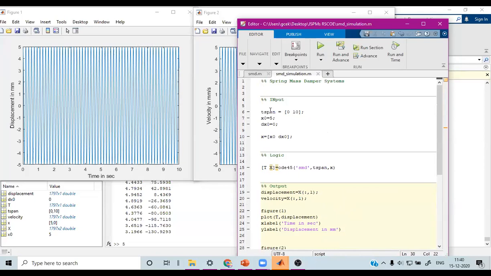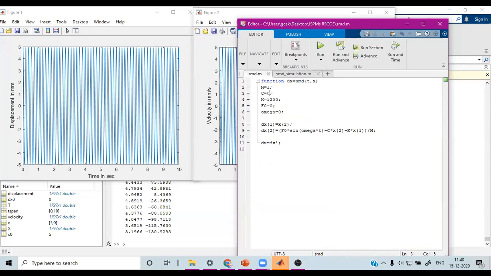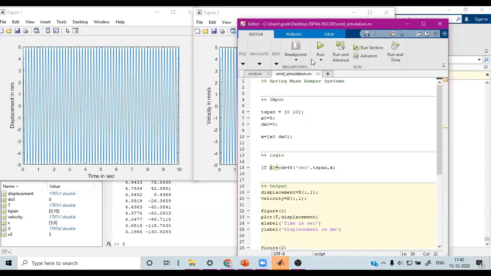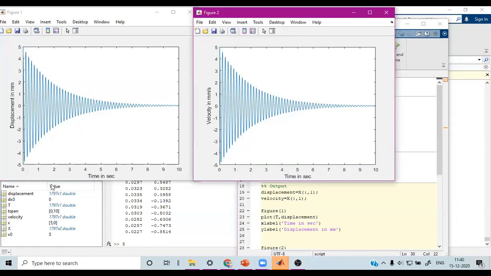Okay, now I want to provide a damping into this. I will provide a damping coefficient of one, and I want to simulate it. We'll just see it. So the amplitude is decreasing after a certain time. It will take approximately 10 seconds.